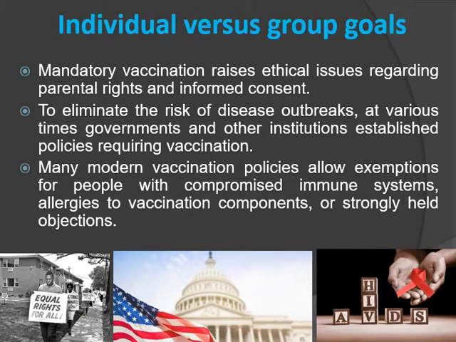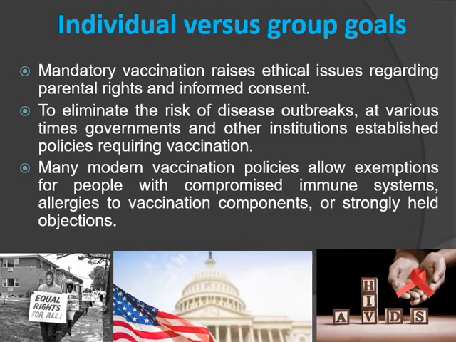To eliminate the risk of disease outbreaks, at various times governments and other institutions establish policies requiring vaccination. A few other countries also follow this practice. Compulsory vaccination greatly reduces infection rates for associated diseases. Common objections included government intervention in personal matters, or that proposed vaccinations were not sufficiently safe. Many modern vaccination policies allow exemptions for people with compromised immune system, allergies to vaccination components, or strongly held objections.